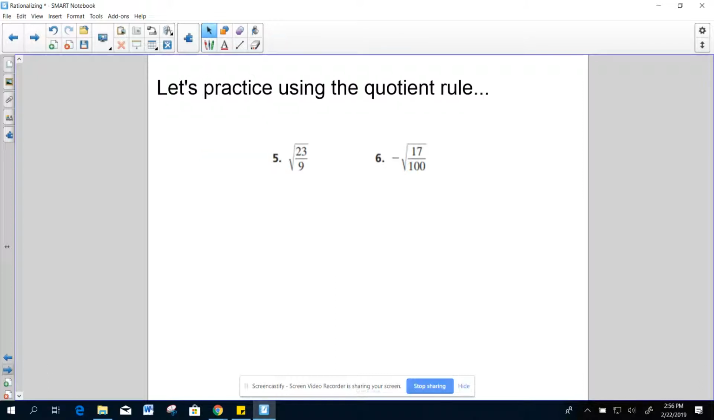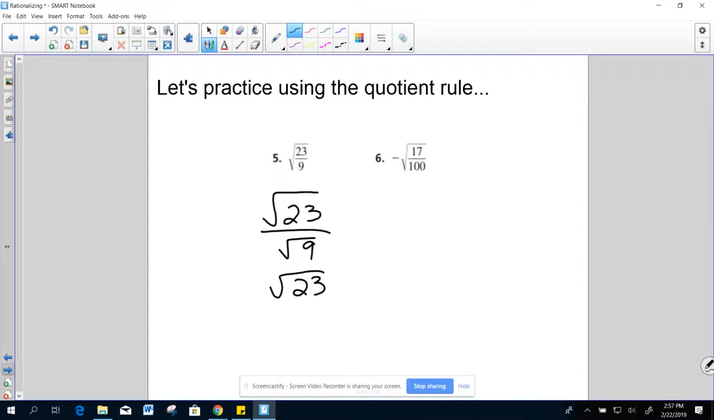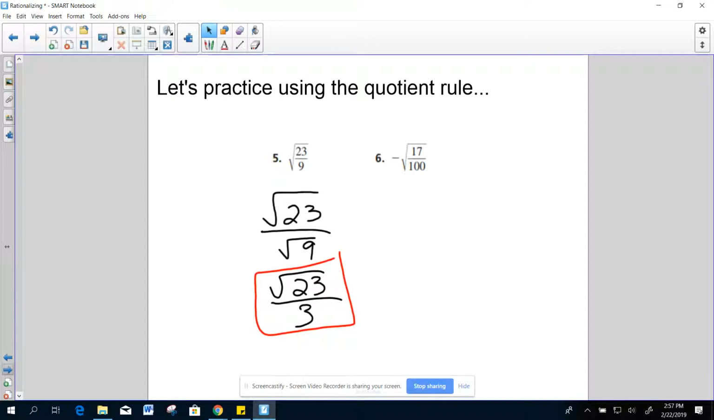So let's practice some more. If you need, please pause the video, allow the students to try these, and then see how they match up. The square root of 23 should get written over the square root of 9. The square root of 23 cannot get broken down, so it stays as is. The square root of 9 is 3, so my final answer would be the square root of 23 over 3.